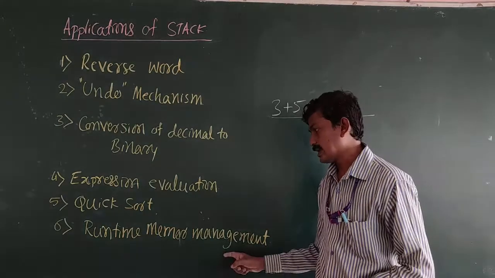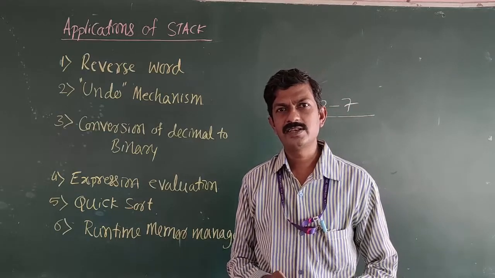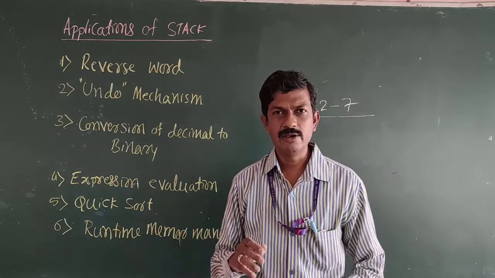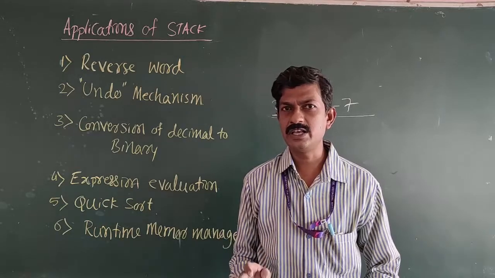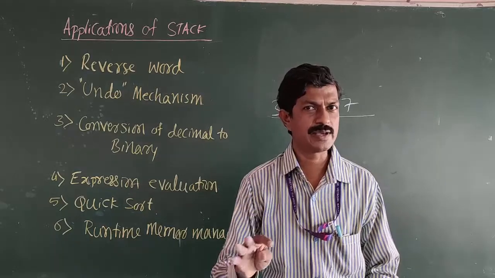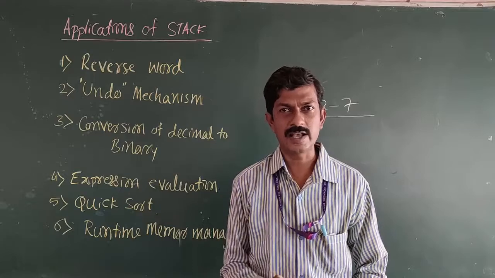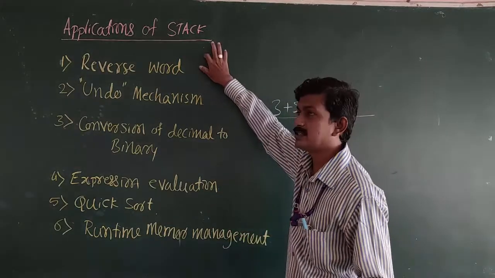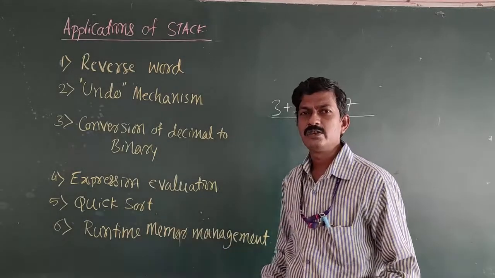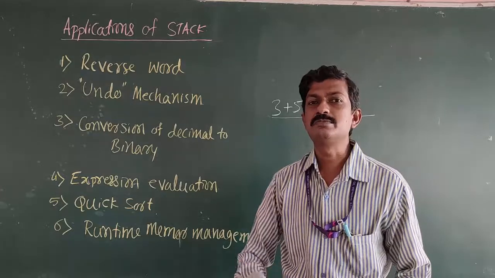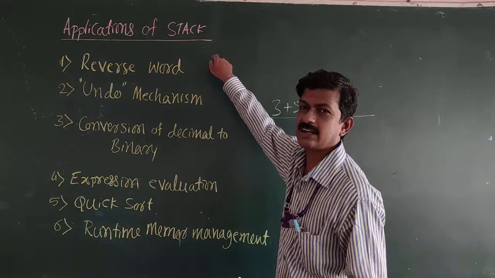Next, the last one, is runtime memory management. What do we mean by runtime memory management? While discussing arrays, we saw that an array is a static structure, meaning whatever amount of memory we allocate cannot be increased or decreased; it is a fixed size. But by using the stack data structure, it is possible. Runtime memory management means if I run a program that requires some extra memory, that can be allocated with the help of the stack data structure.